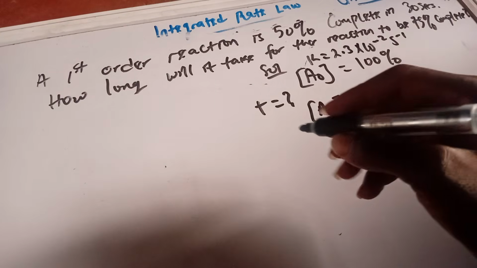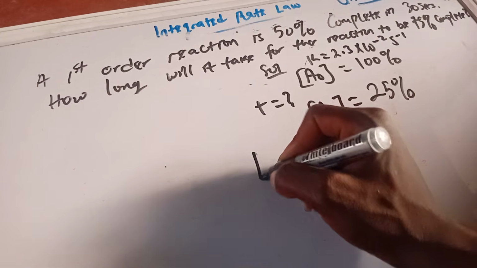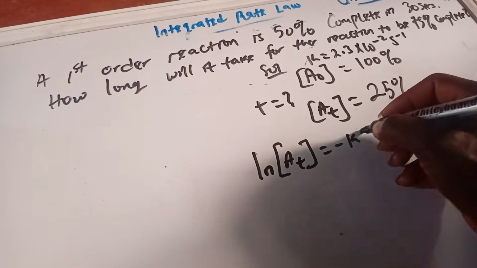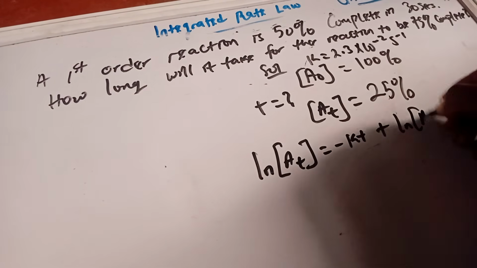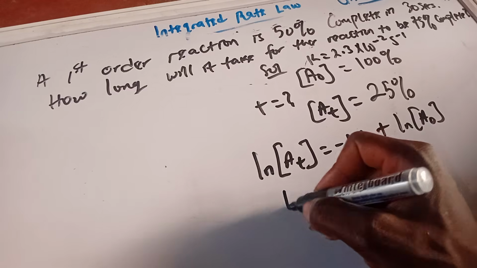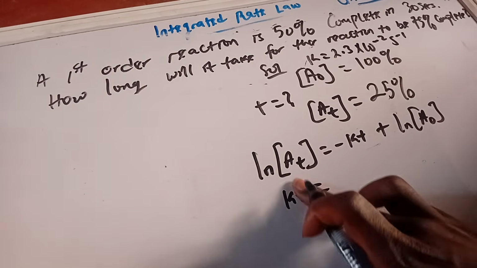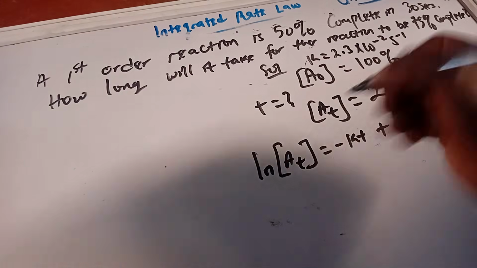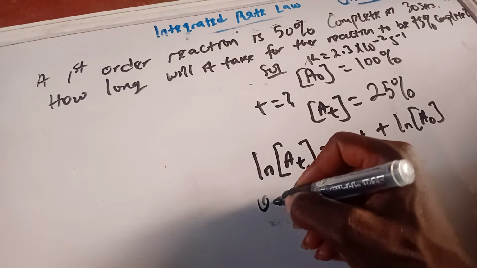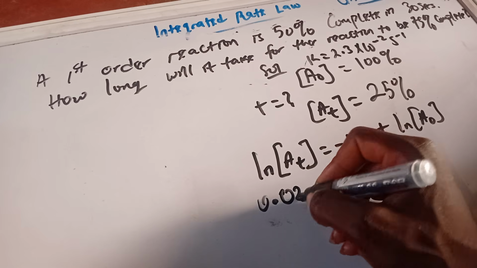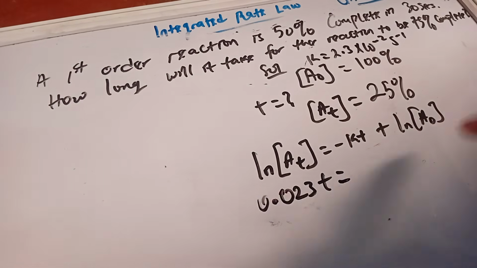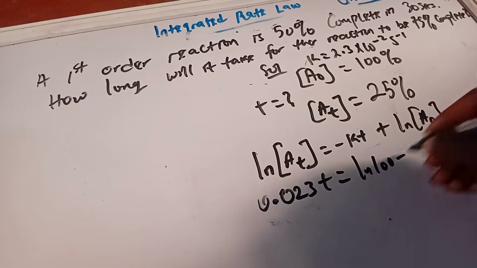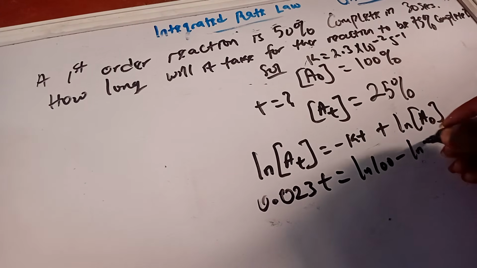Since this is first order, here we have ln At equals minus kt plus ln A naught, right? So kt equals, if this comes to the other side it becomes positive. Since our k is 0.023, we have 0.023t equals ln 100 minus ln 25.